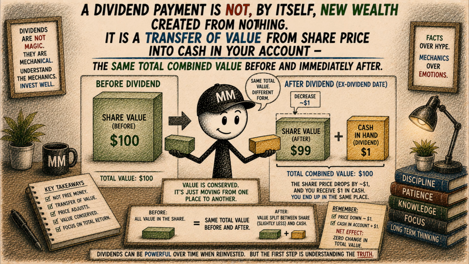Why this matters so much for understanding dividends correctly. This means a dividend payment is not, by itself, a source of new wealth created from nothing. It is a transfer of value from one form, share price, an unrealized paper value, to another, cash in your account, a realized value, with the same total combined value before and immediately after the payment, all else being equal. This is precisely why describing dividends as free money is a mechanical misunderstanding. The money was already yours, embedded in your share value, before it was paid out as cash.